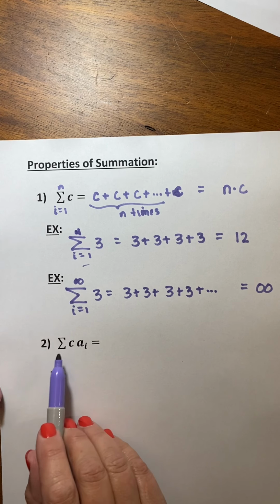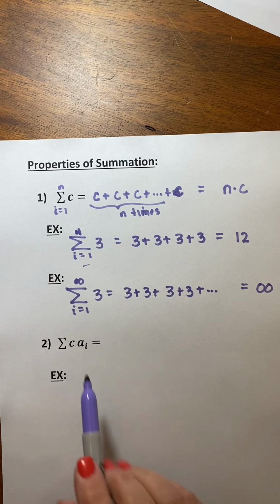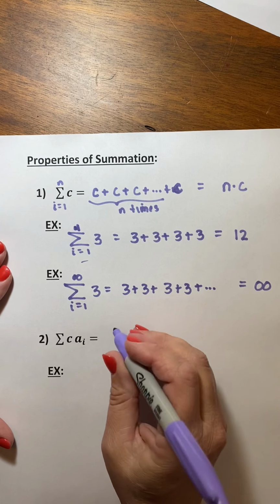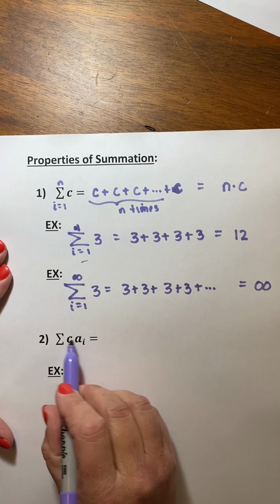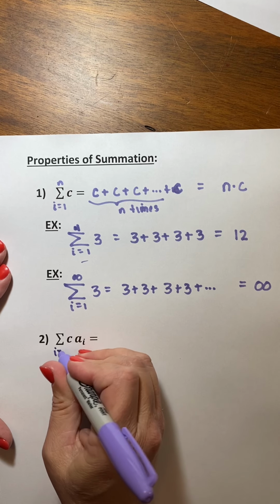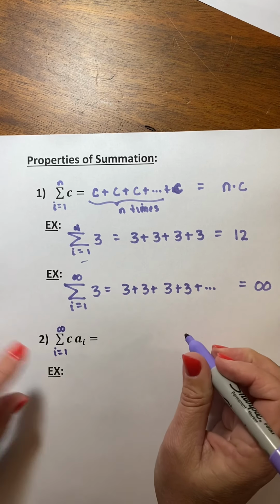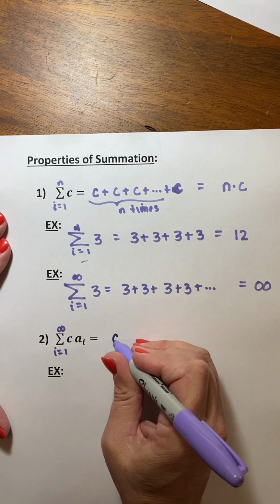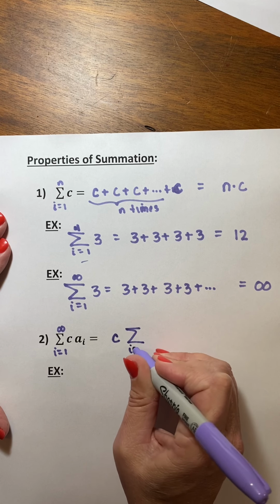If every term has the same constant, we can pull the constant out. So if I have c times a sub i, with i equals 1 to infinity, that's a constant, that doesn't change. This is what's going to change. The rule says we can pull the constant out and then just look at this.